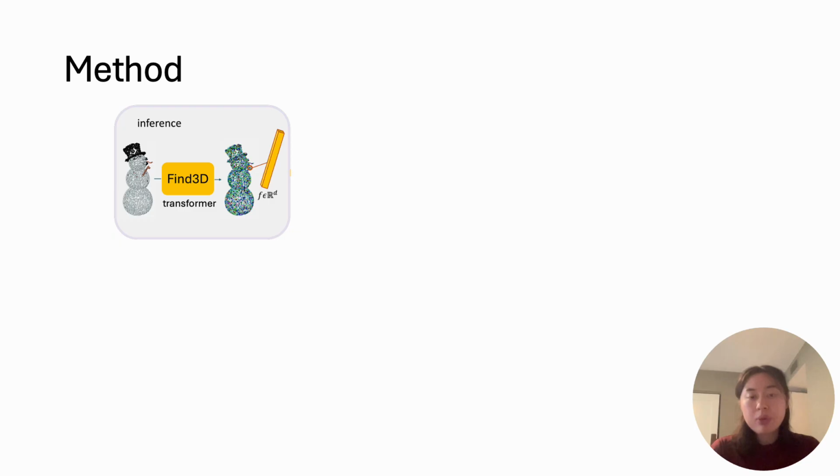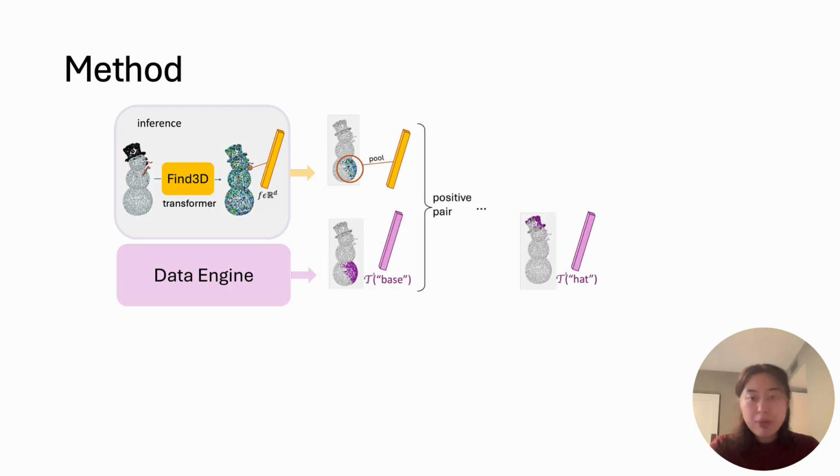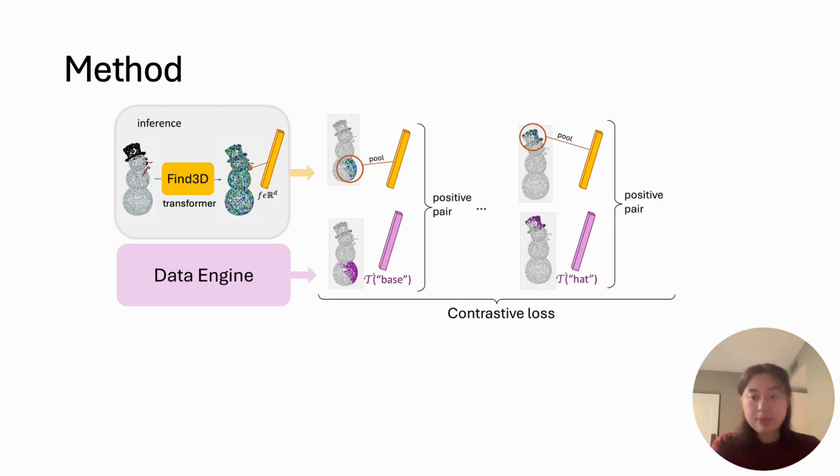We train a model, Find3D, which is based on transformer architecture, PT3, and we predict one feature for every point of an object. Now we get data from the data engine, which comes in the form of set of points, feature pairs. So for the corresponding prediction, we pull the features of all the points inside that set. This gives us a positive pair. We can repeat this process to get multiple positive pairs, and now we are able to do a contrastive loss.